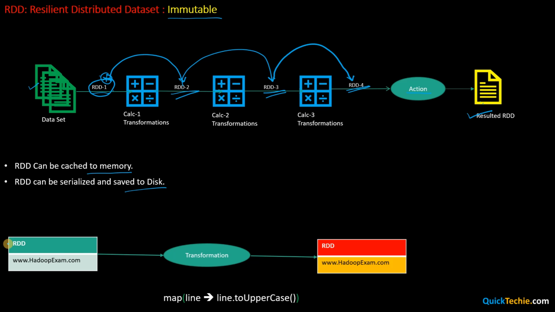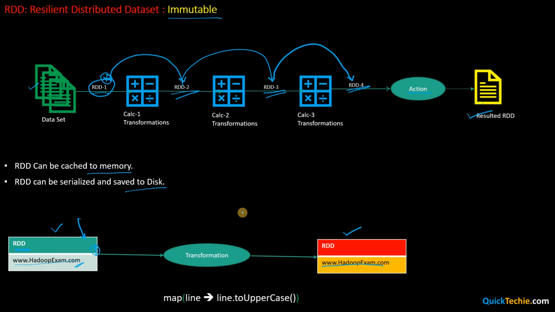So what does it mean here? Suppose this is one RDD, correct? HadoopExam.com is a value in that RDD, or that string you have. I can't modify this RDD itself. When I do a transformation on this RDD, I create a new RDD. I cannot modify this RDD. I have to create a new RDD if I want to generate uppercase, or convert this entire string to uppercase like this. Then a new RDD is created. So this is one existing RDD and a new RDD would be created. Keep in mind, you cannot modify an existing RDD.